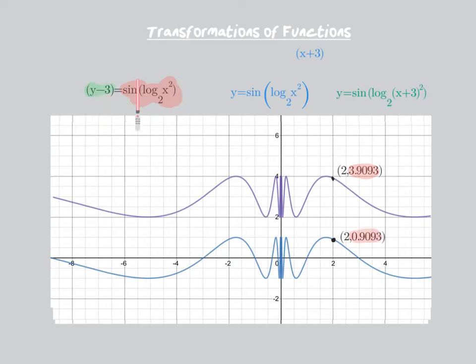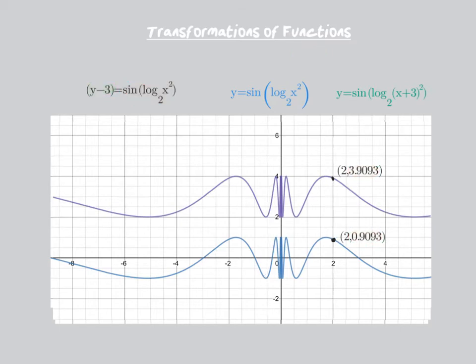So since this right-hand side is going to be your old y value, then when you switch to y minus 3, for this equation to still be correct, the y value obviously has to be 3 greater, and that moves each point up by 3.